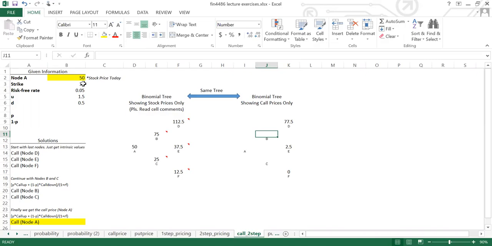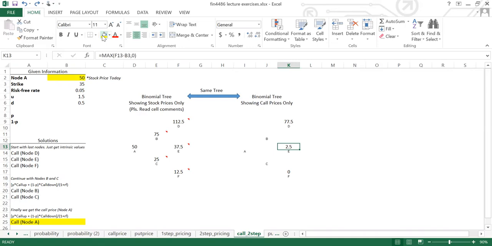So basically we need the probabilities. We need the probability of the stock going up multiplied by the price of the call option if it goes up, plus the probability that the stock price moves down, multiplied by the call option price in that bad state of the world, and then we just get the present value of that.